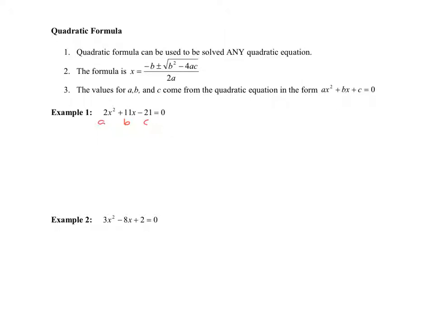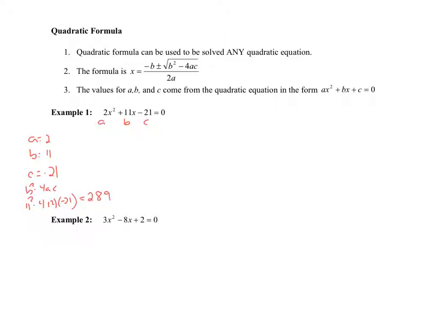So anyways, we have a equals 2. We have b equals 11, and c equals negative 21. Then we're going to find the value of b squared minus 4ac. That way we don't have to keep writing it in the equation over and over again. It just saves some time. So we have 11 squared minus 4 times 2 multiplied by the negative 21. That works out to be 289.